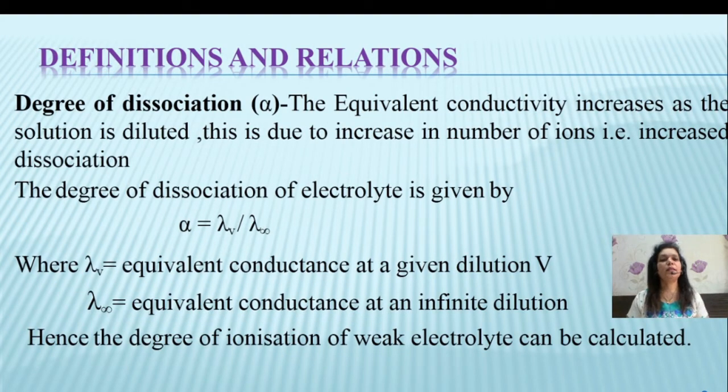Degree of dissociation, alpha. The equivalent conductivity increases on dilution. This is due to the number of ions increasing on dissociation. The degree of dissociation of an electrolyte is given by alpha equal to lambda V upon lambda infinity, where lambda V is the equivalent conductance at dilution V and lambda infinity is the equivalent conductance at infinite dilution. Hence degree of dissociation alpha can be calculated.